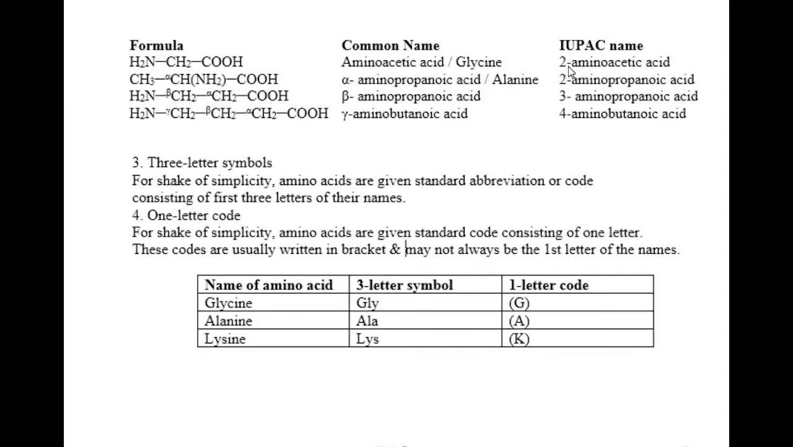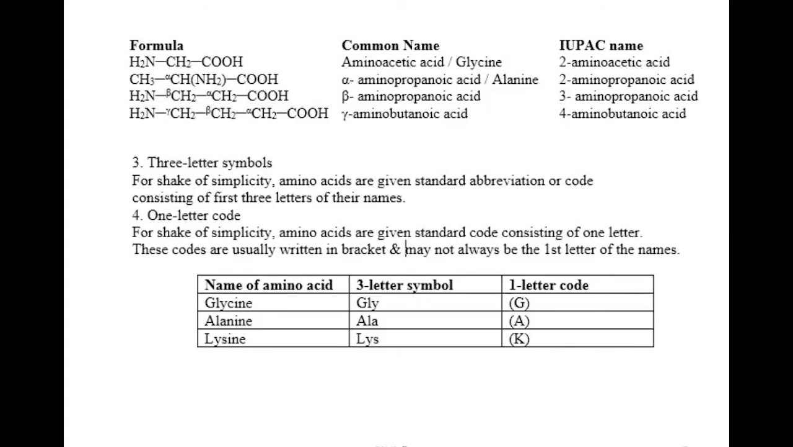First one we already did, 2 amino acetic acid. For the second one, count this carbon, which is the carbon of the acid group, as 1, and in the second carbon we have the amino group, so 2 aminopropylic acid. Likewise here, first carbon, second carbon, third carbon, we have the NH2 group, so 3 aminopropylic acid. Likewise here we have first carbon, second, third, fourth carbon, we have the NH2 group in the fourth carbon, so 4 aminobutanoic acid.